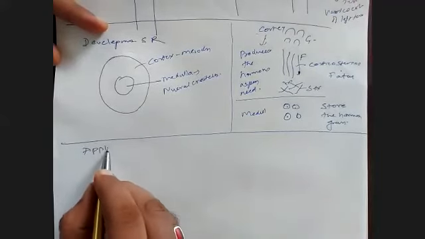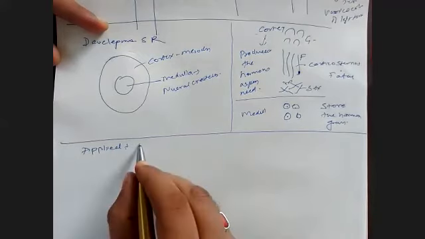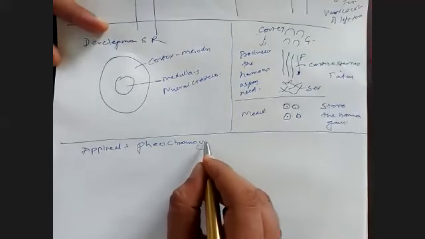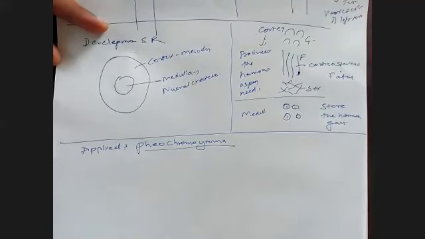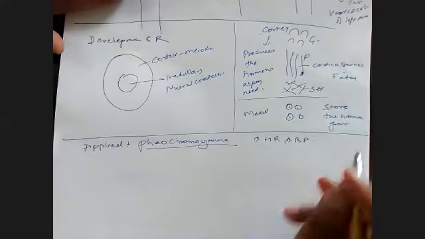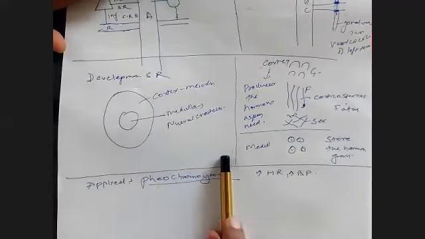Applied anatomy: among congenital anomalies, there may be some change in position. The most important is a tumor here, pheochromocytoma, where excess epinephrine and norepinephrine are secreted, which increases the blood pressure and also the heart rate. So that's about the suprarenal gland, and I stop here.